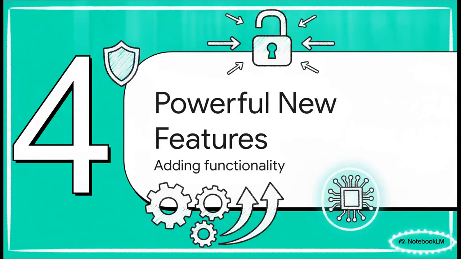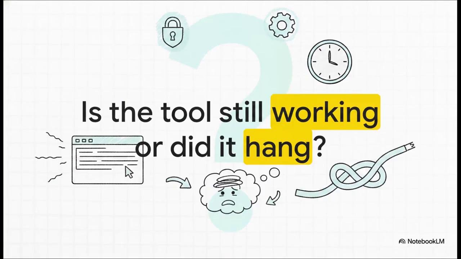Section 4. 4 powerful new features. So the crucial point is that alongside those fixes, we also get some amazing new capabilities. If you use AI agents, you know this exact anxiety, right? You execute a long-running tool call and your terminal goes completely silent. It's literally like waiting for a text back that never comes.